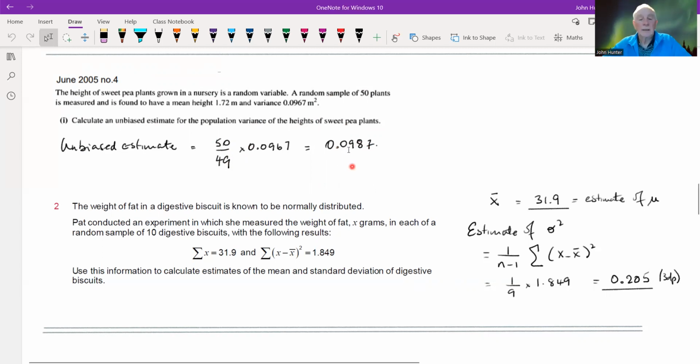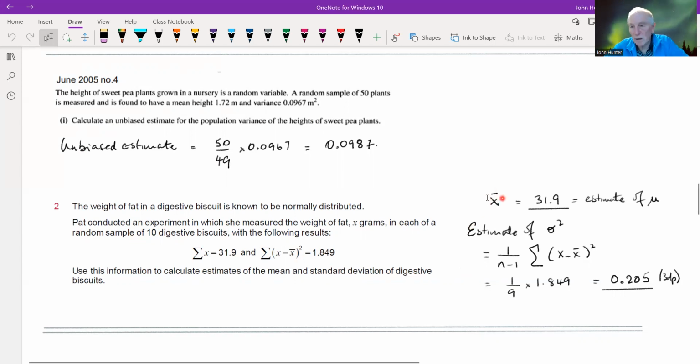0.0987. And finally, the weight of fat in a digestive biscuit is known to be normally distributed. Not actually relevant for this. Pat conducted an experiment in which he measured the weight of fat X in each of a random sample of 10 digestive biscuits with the following results. So that's the sum of the X's, and that's the sum of the squares of the differences. Use this information to calculate estimates of the mean and standard deviation of digestive biscuits.